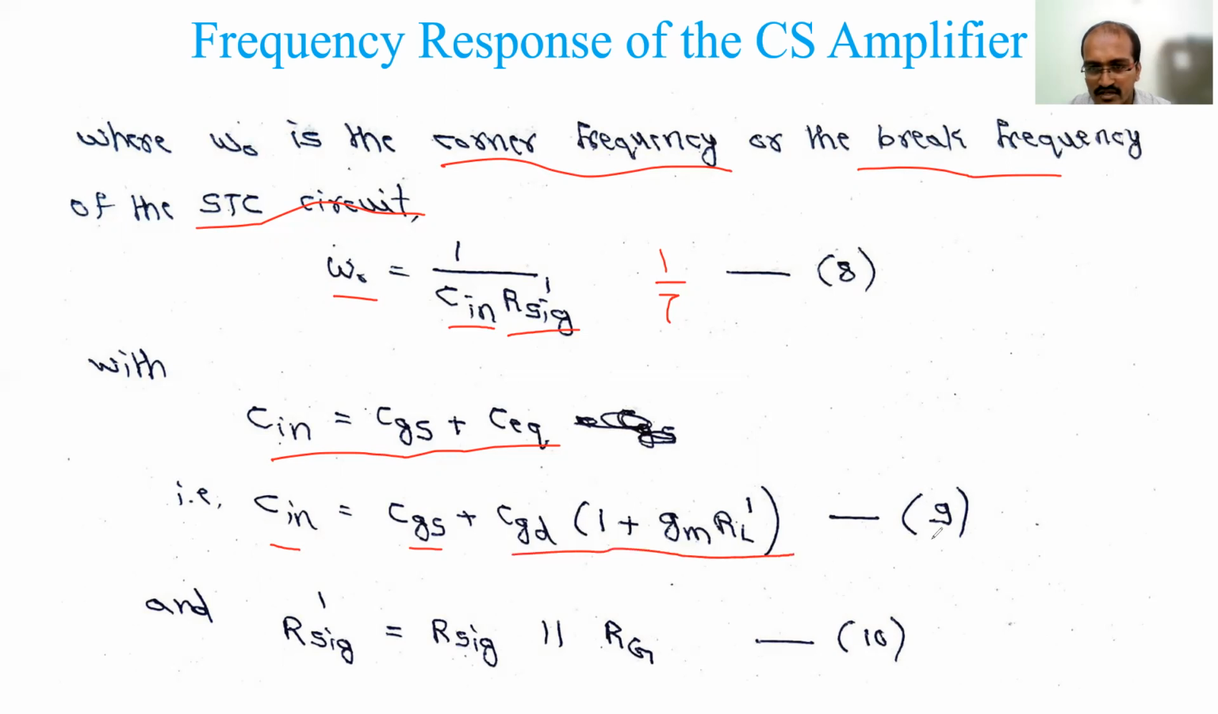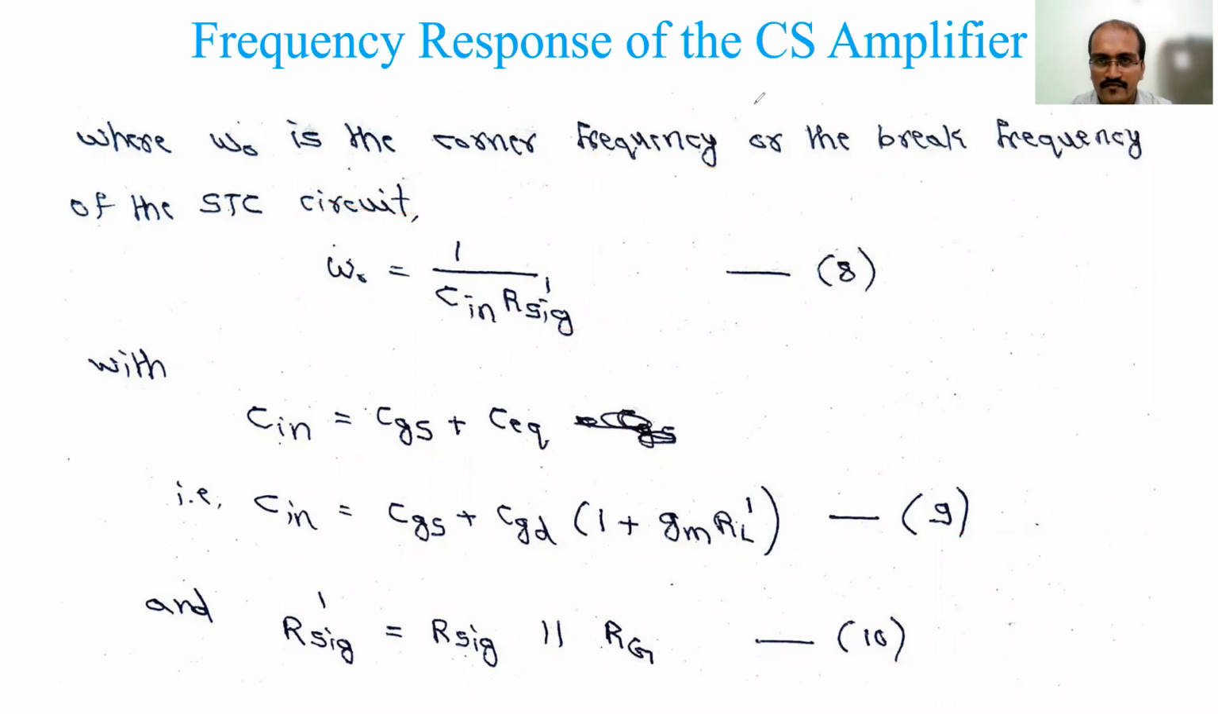So make it equation number 9. And then R signal dash is R signal parallel to RG. You can calculate it as R signal into RG by R signal plus RG. So that is equation number 10. So these are some of the things which we referred to in equation number 7. Now we'll combine equations to get fH.